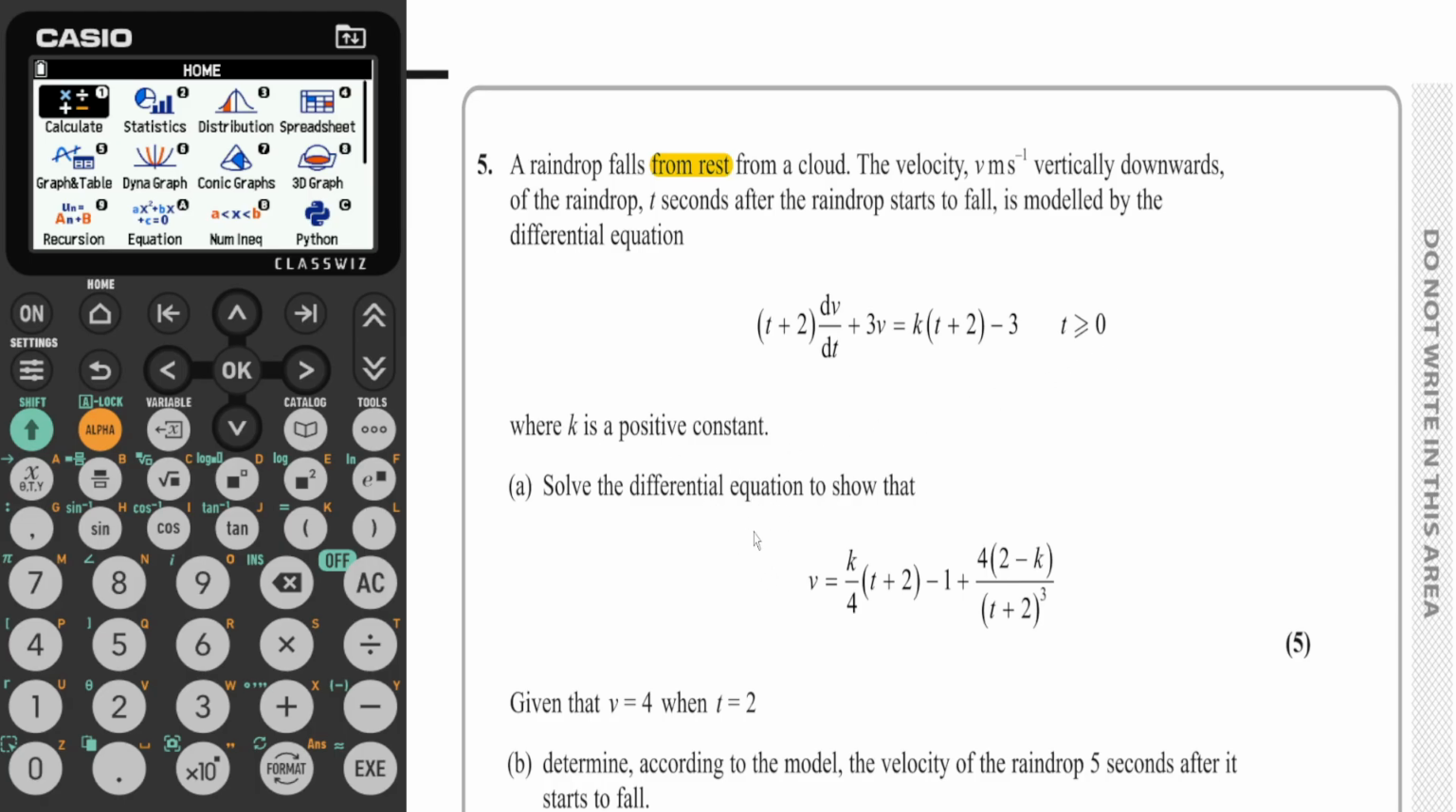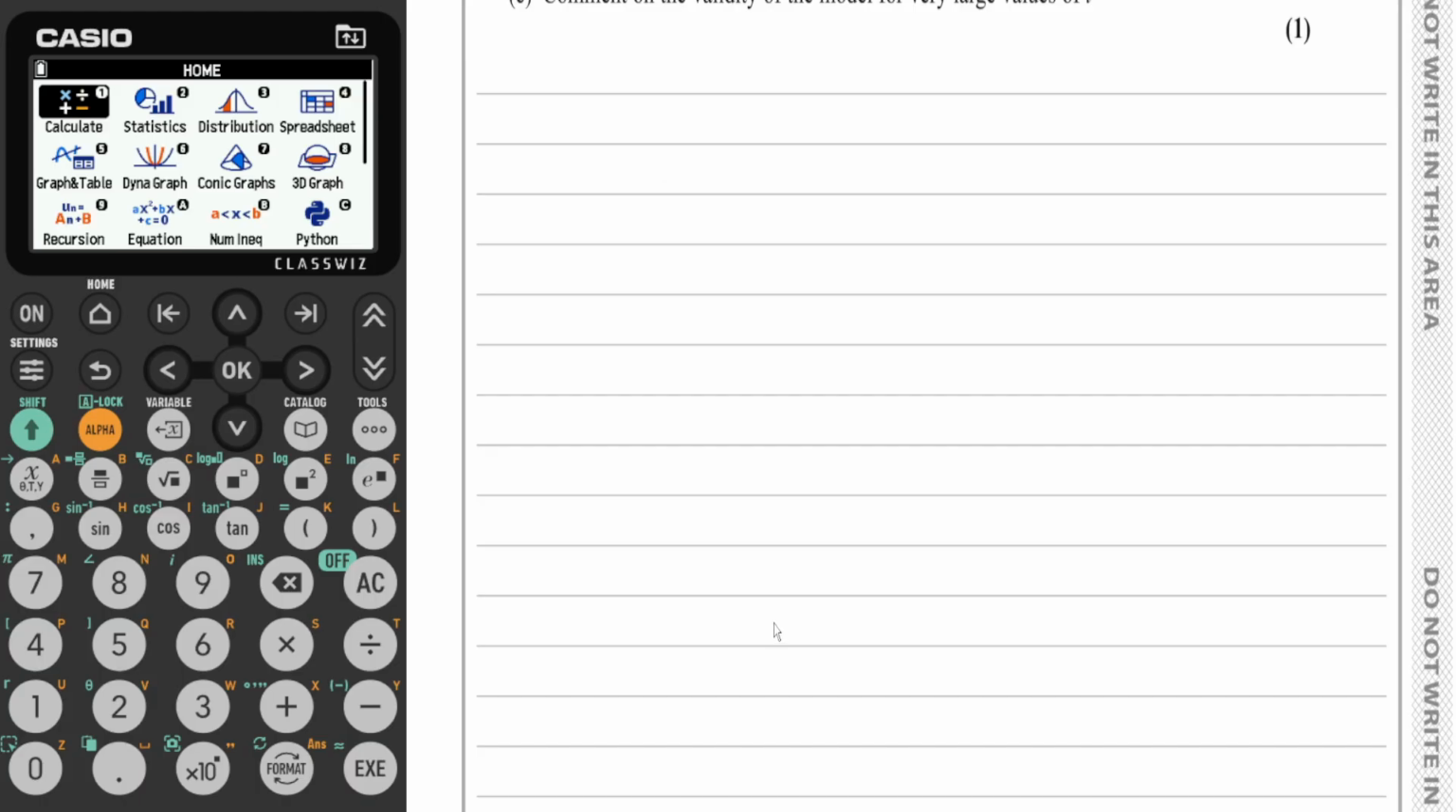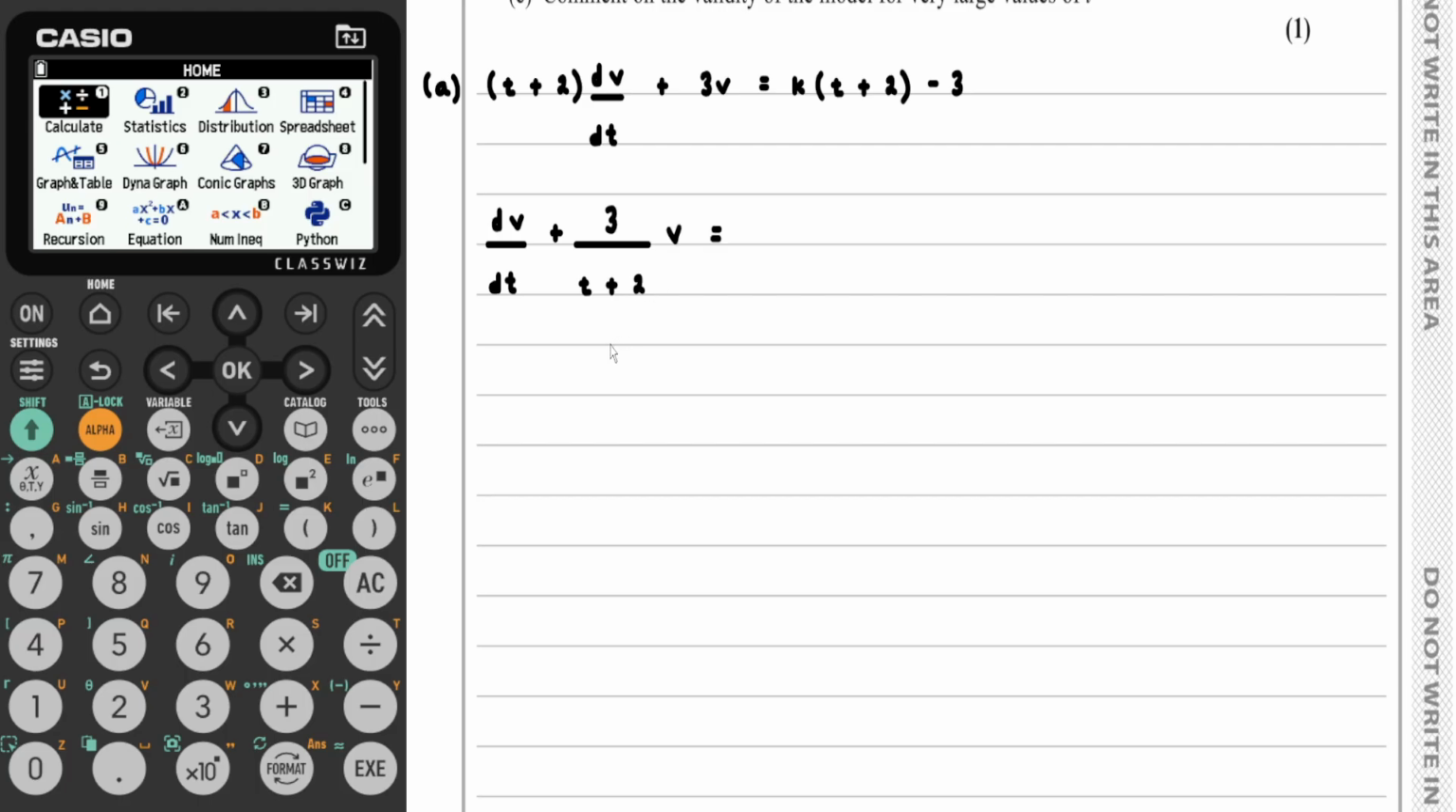Part A, we have to solve the differential equation to show that v equals k over 4 times (t plus 2) subtract 1 plus 4 times (2 subtract k) over (t plus 2) cubed. We begin with the differential equation. Our next step is to divide each term by t plus 2, and in doing so we have dv over dt plus 3 over (t plus 2) times v equals k subtract 3 over (t plus 2).